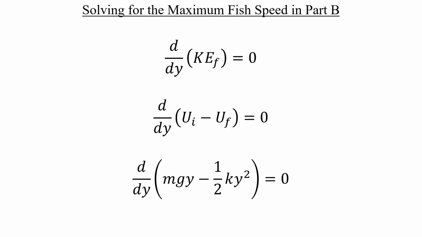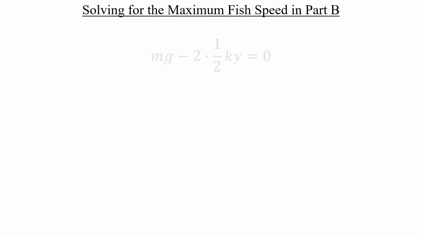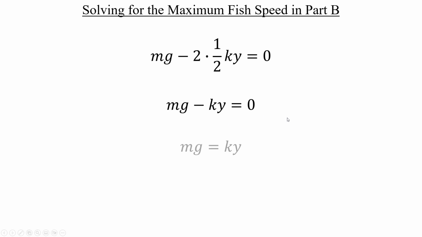We can keep going. When we apply the power rule of derivatives here, we'll get the following expression. The 2 and the 1/2 will cancel each other out, and if we move this ky piece over to the other side and then divide both sides by k, now we know how far the fish needs to drop in terms of defined quantities. Let's go back to that kinetic energy expression that we had.